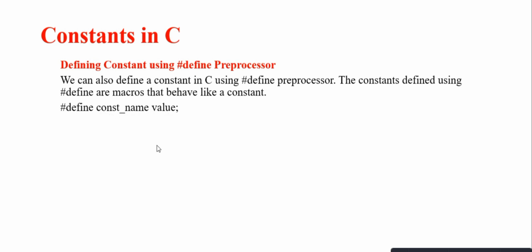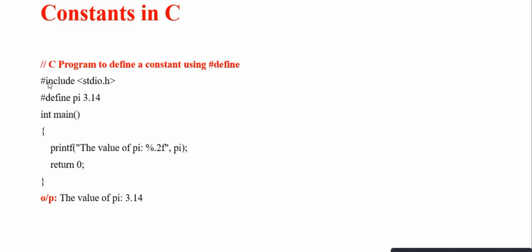We can see the example program for this. This is the sample example. Here we are using the #define. This is the constant name and this is its value. So here we are printing that constant value. Here it's the format specifier %.2f, so it takes two decimal places because we have written 2. So in the output we can see two decimal places. Here the output is: the value of pi is 3.14. This is a sample example.